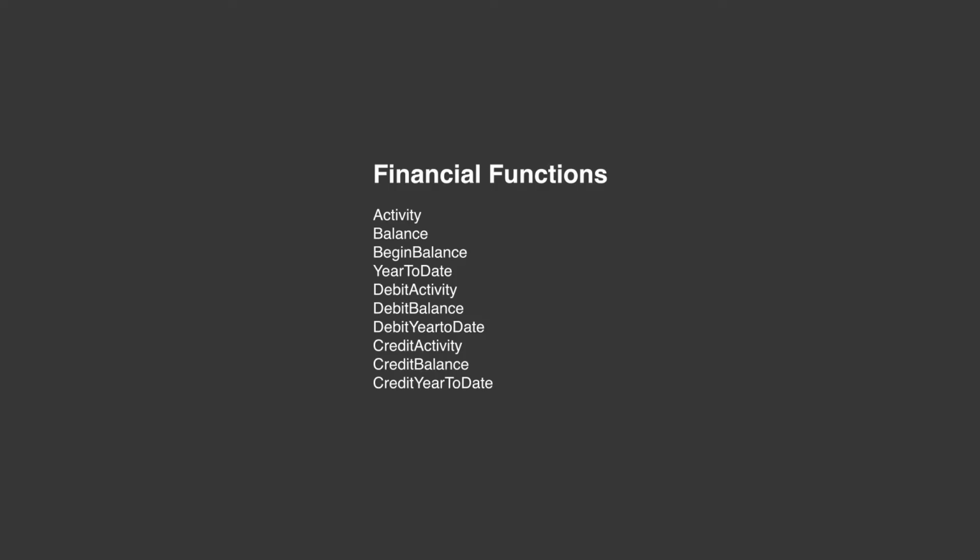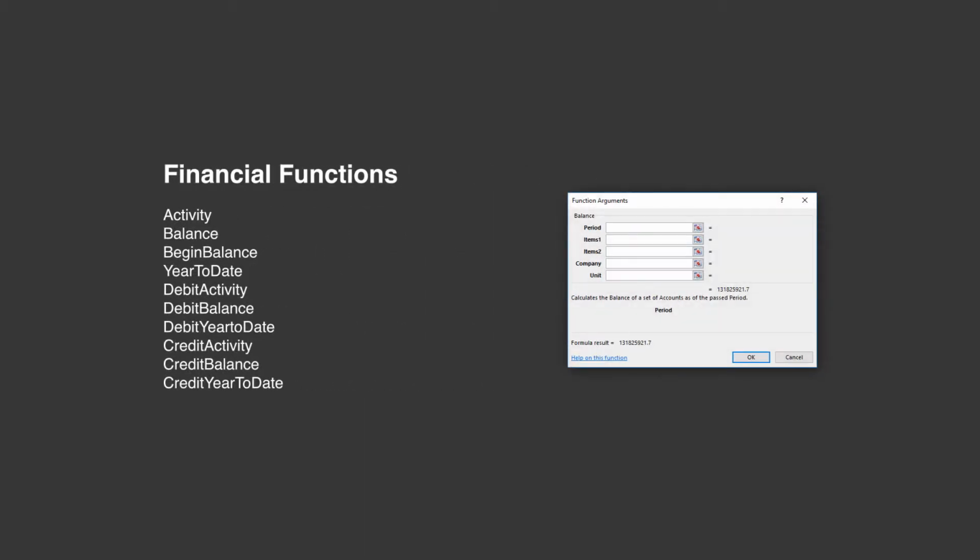In this video, we're going to learn about the financial functions. The financial functions are these functions as shown on the screen and include activity, balance, beginning balance, year-to-date, etc. All of these functions return numerical results from the accounting database. We will demonstrate the functions and investigate the parameters to these functions. All financial functions have the same parameter set, so we can explore the functions as a group.